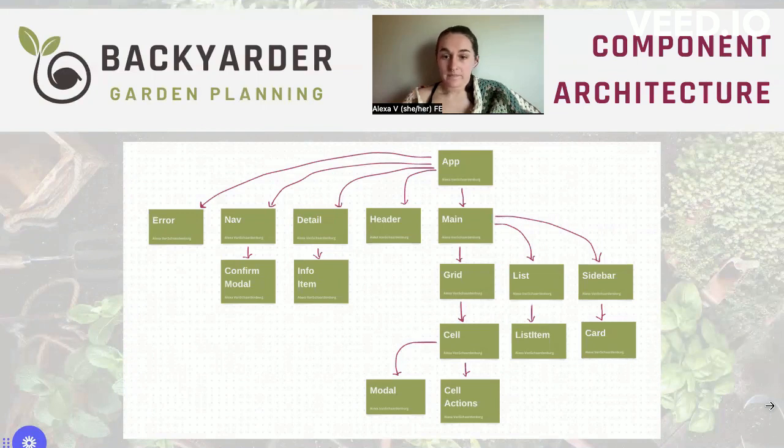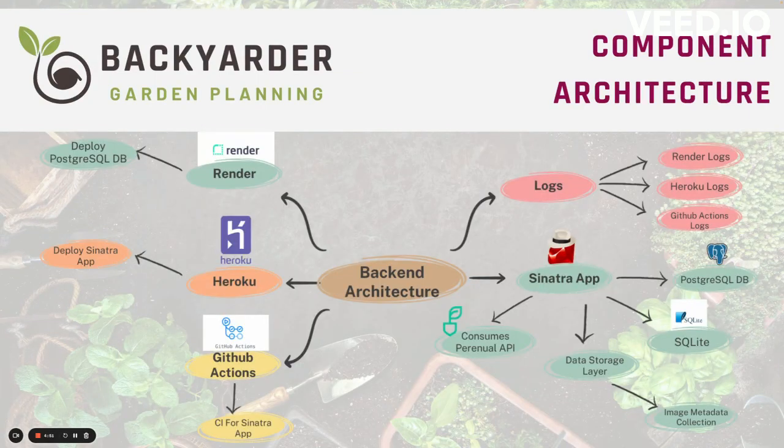The core of our application is the Sinatra app written in Ruby. It serves as the central hub for all interactions. It directly communicates with SQLite for development and testing, allowing for quick and easy configuration. For production, we use PostgreSQL, which offers robustness and scalability. The Sinatra app also interfaces with a specialized data storage layer. This is where we store metadata about images, making it easier to manage and access this specific type of data.